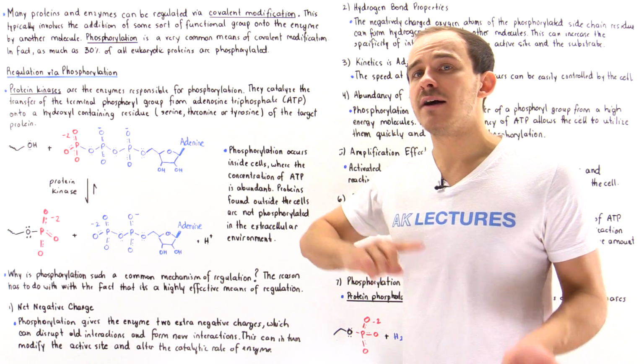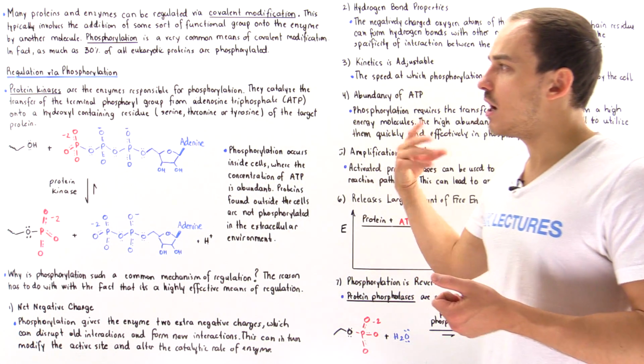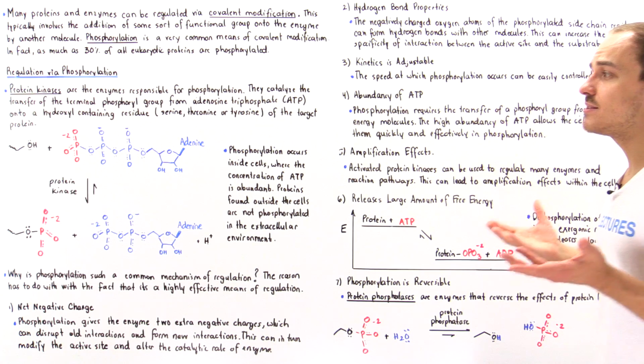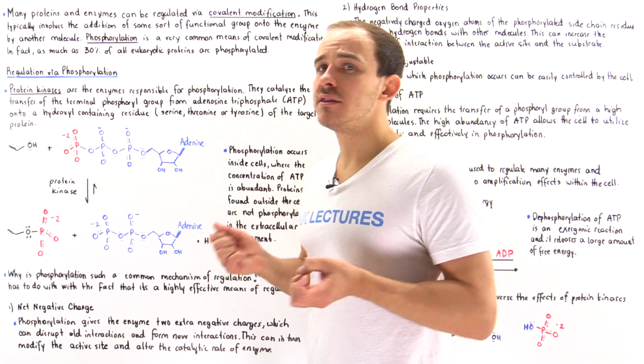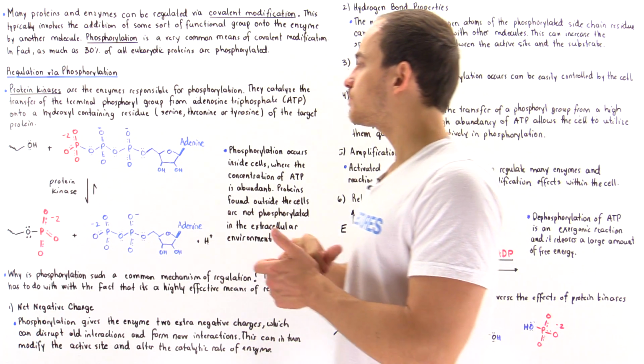But proteins found outside the cells are not regulated by this method of phosphorylation, because outside the cells we don't have an abundant supply of ATP like we have inside the cells.